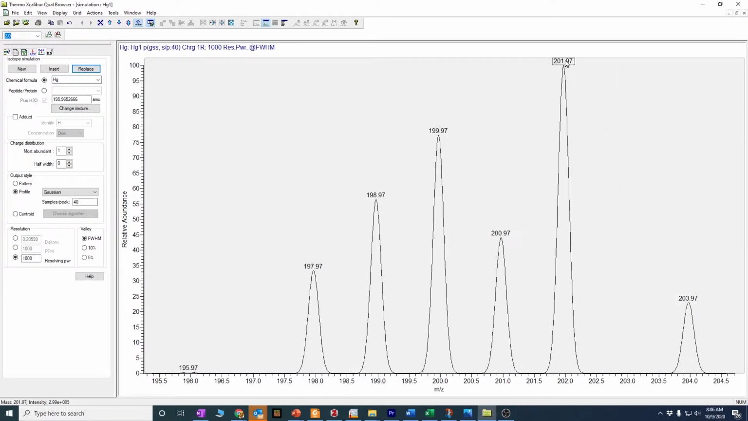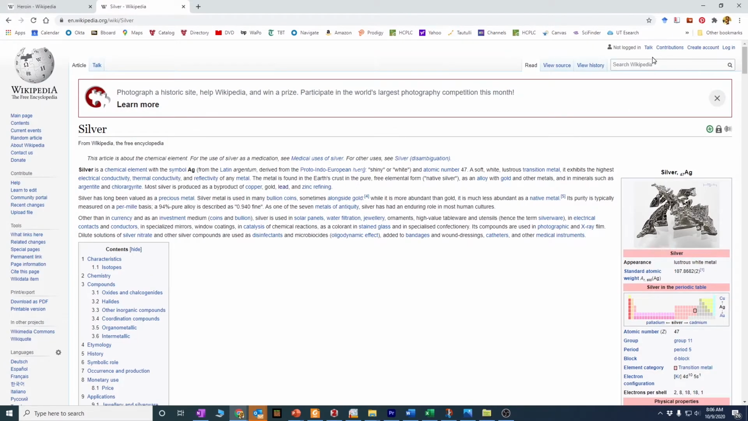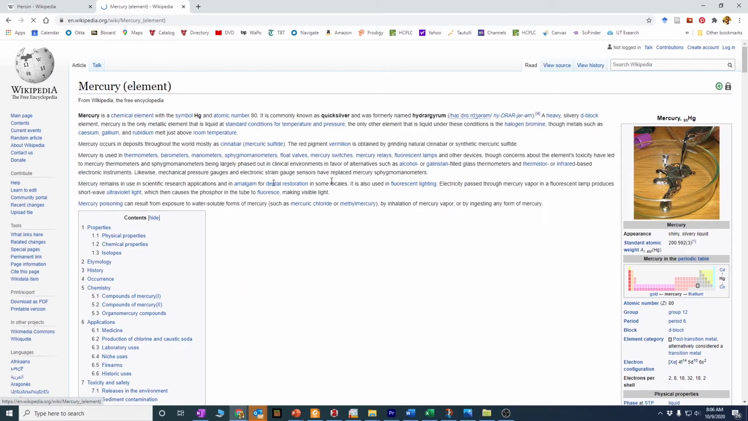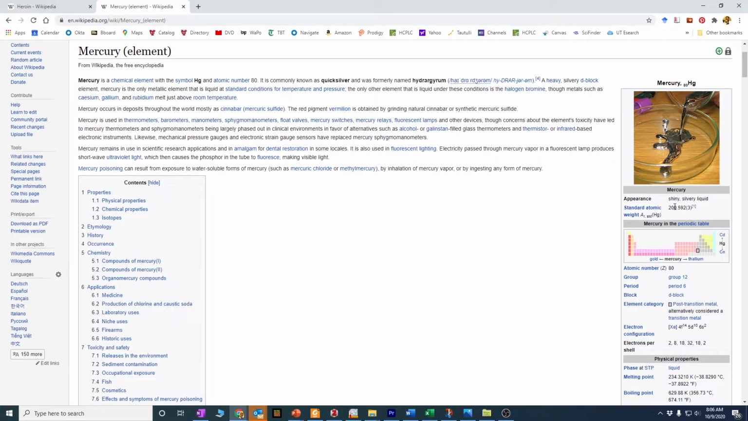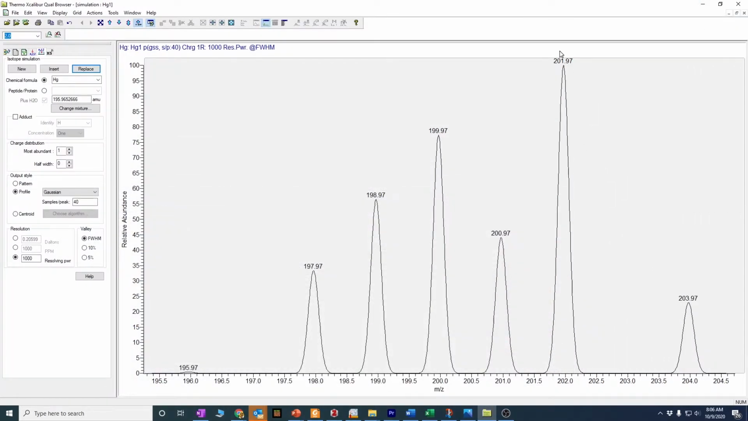Look at this. Mercury has this isotope distribution, but if you look up mercury on the periodic table, it's just going to give you one mass because it's the weighted average of isotopes. So we'd say, oh, look, mercury's standard atomic weight is 200.5. But when you actually look at the isotopes, 200.5 is the weighted average of all of these.